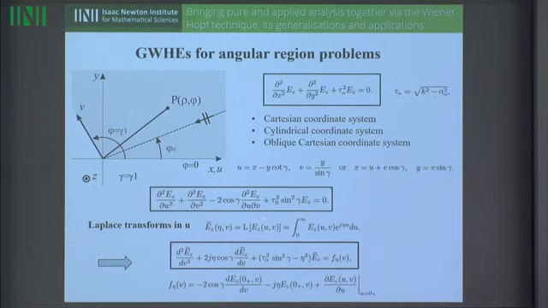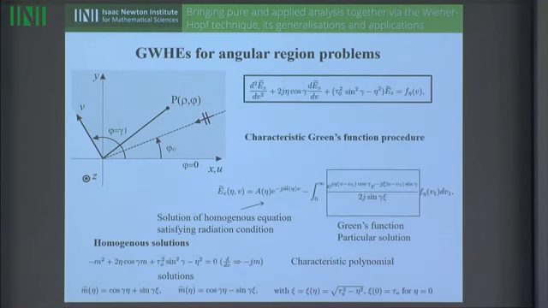Then we apply Laplace transforms to this equation, and we get this equation in eta, where we have applied the Laplace transform. And this term is the initial condition of the Laplace transform that is reported here. So we have a second derivative, so the term is a little bit complex, but it's this one. And to get the solution of these equations, we use the characteristic Green's function procedure, a classical procedure.